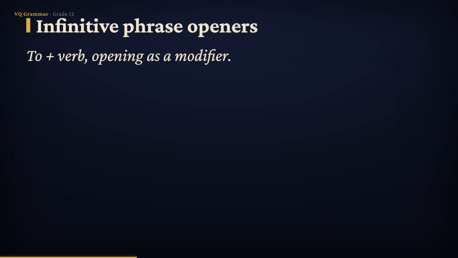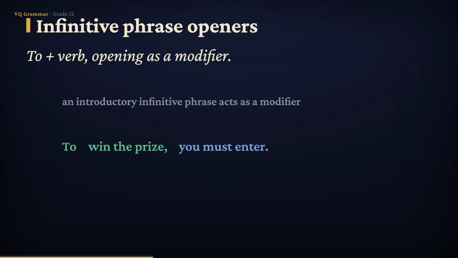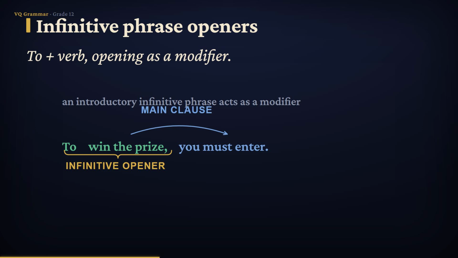Now the infinitive phrase. An infinitive is the word to plus a verb. To win, to improve, to understand. When an infinitive phrase opens a sentence and acts as a modifier, telling us why or for what purpose, it takes a comma. To win the prize, you must enter. The opener tells us the purpose, and the main clause, you must enter, follows the comma right behind it.